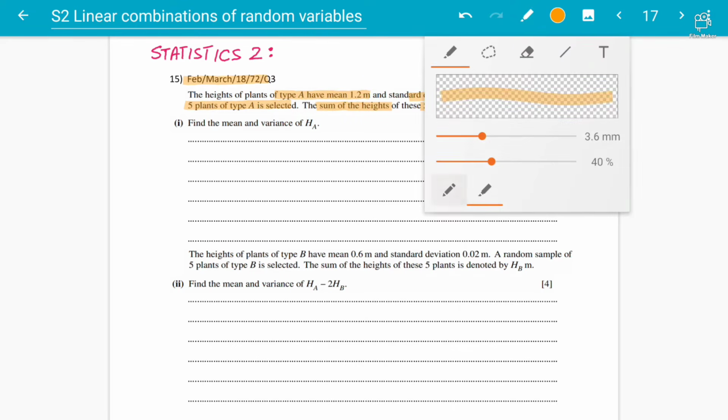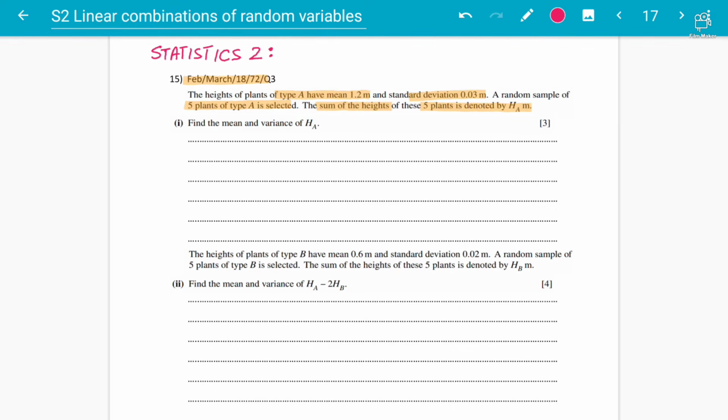It's very important to understand that this is the sum of independent observations, and for that reason, because these are independent observations, we are going to add the means when we find the mean and variance of HA. Okay, so independent observation, and we'll write that the standard deviation is 0.03 meter.